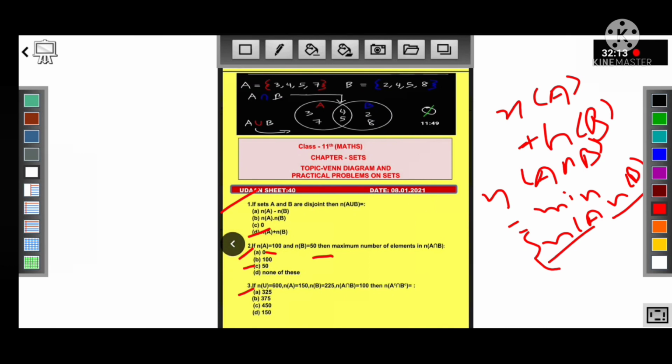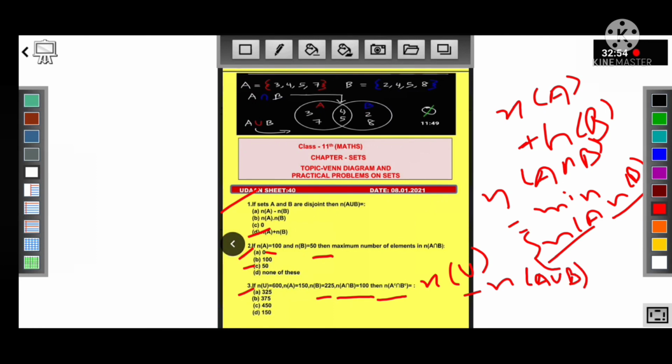Next question, if n(U), the number of elements in the universal set, is equal to 600 and n(A) is equal to 150 and n(B) is 225 and n(A intersection B) is equal to 100, then n(A complement intersection B complement) is equal to. Now n(A complement intersection B complement) is equal to n(U) minus n(A union B).